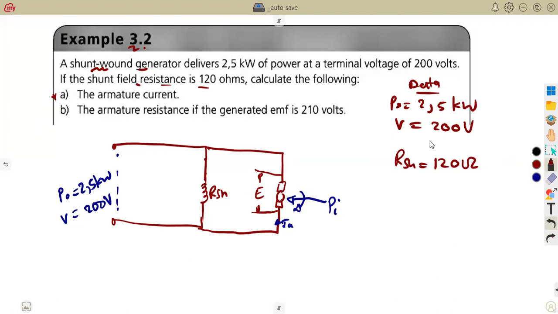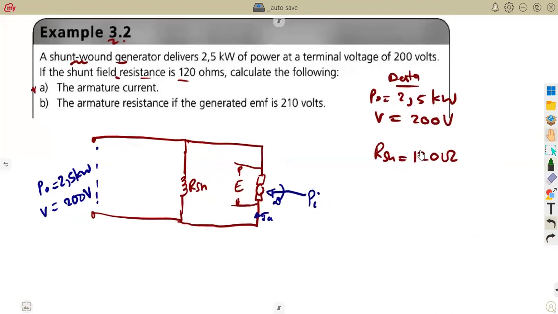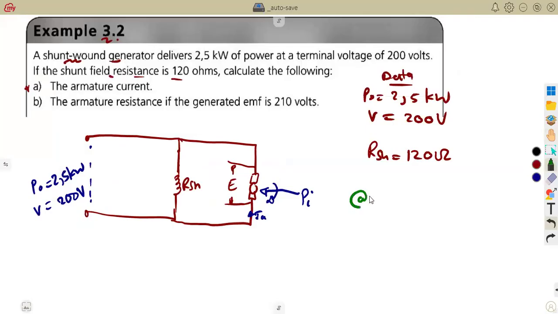So we saw previously in our question that we also needed to calculate this armature current, and we ended up with a formula where the armature current is equal to what? Because it's the one that is flowing here, supplying the shunt and also the load. So it's the sum of the two, the load current and the shunt current. In this case, we do not have the load current, and the shunt current is not there either.